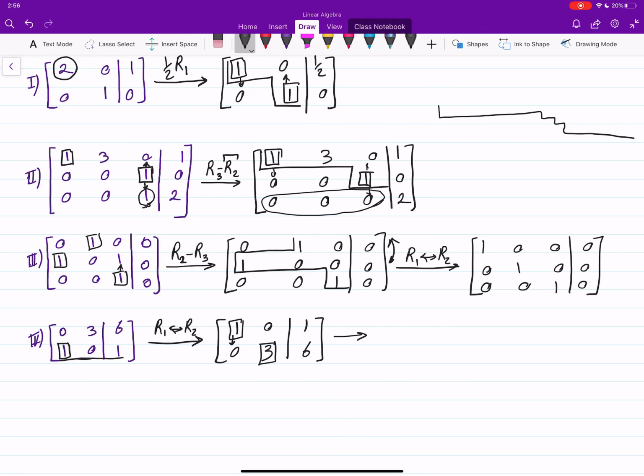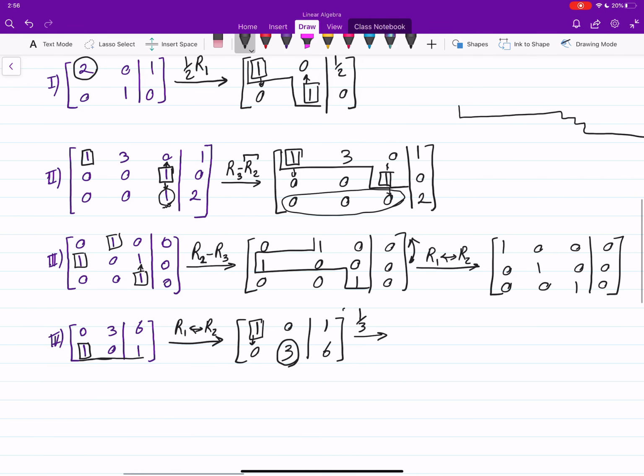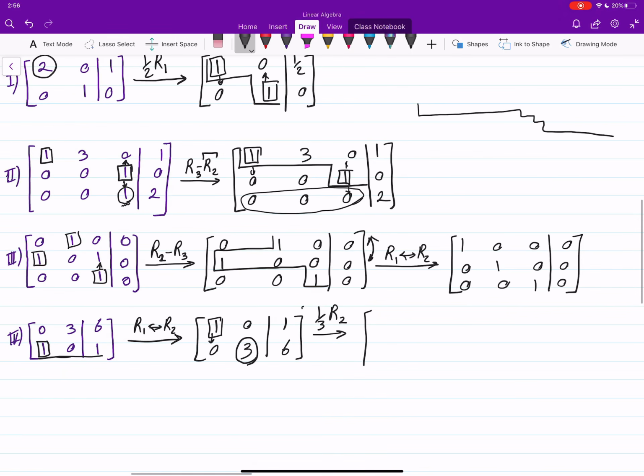This is the first non-zero entry. The first non-zero entry must be 1, but this one is 3. We have to turn it to 1 by multiplying the whole row by 1 over 3. So it will give us 1, 0, 1, and 0. 3 over 3 is 1, and 1 over 3 times 6 is 2. That's how we go from there.